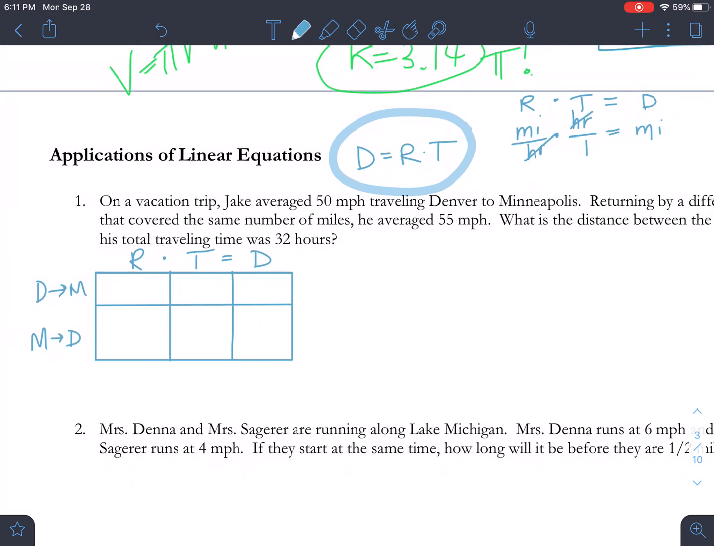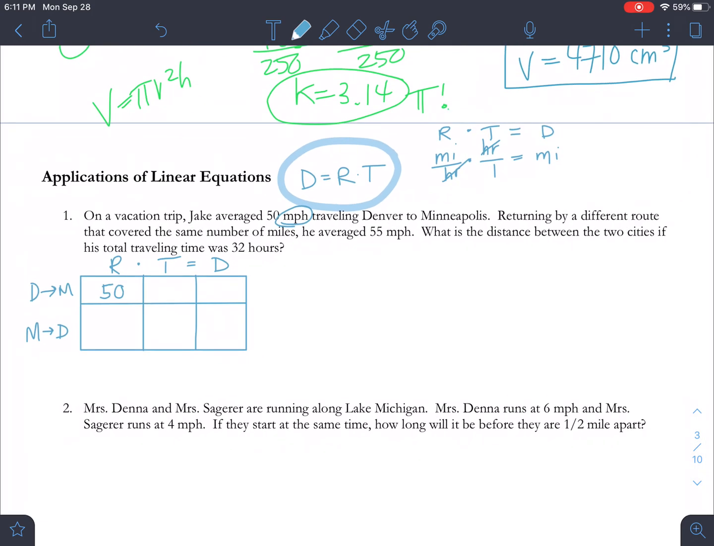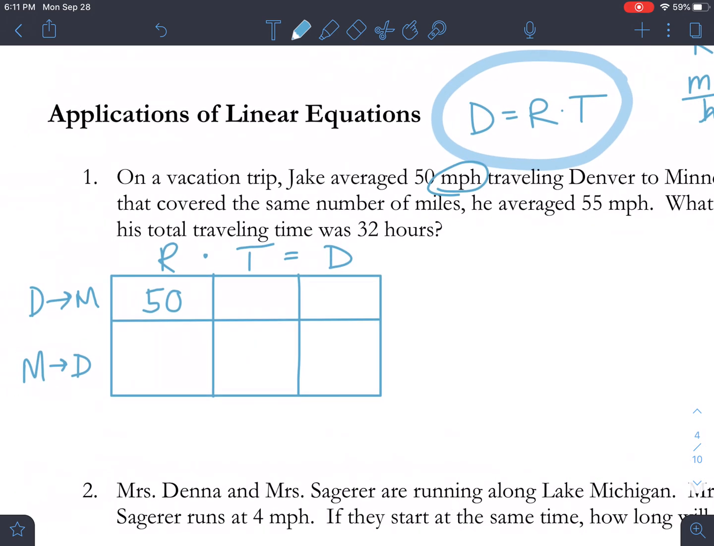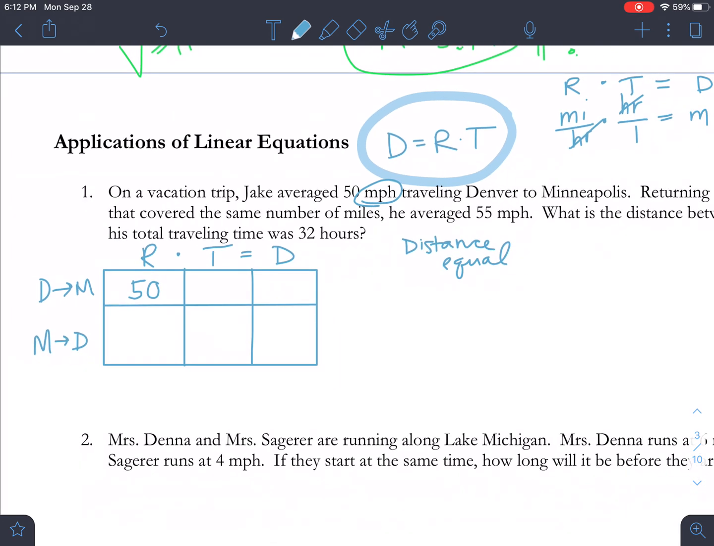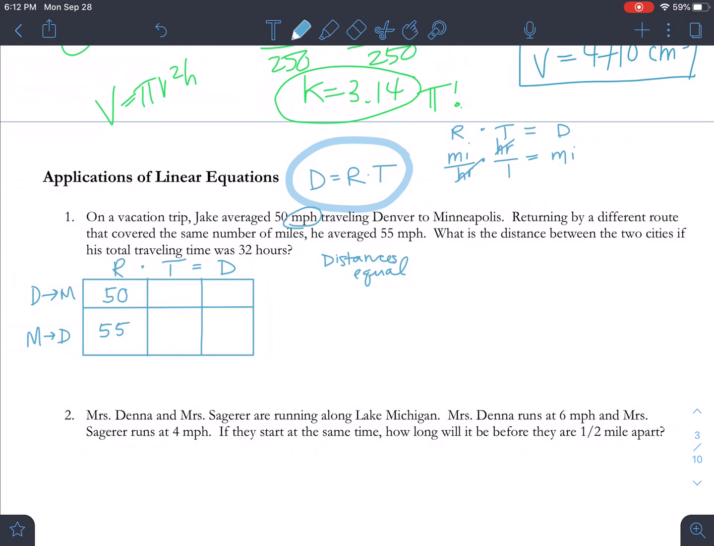So let's start reading here. As we're going, think about the types of units, guys. Miles per hour, that's a rate. So 50 miles per hour, that was from Denver to Minneapolis. That's going to go right here in rate. All right, what else do we have? Returning by a different route that covered the same number of miles. So this is important here. I'm going to write a little note that the distance is equal, because sometimes it's not. He averaged 55 miles per hour on the way back. What is the distance between the two cities if his total traveling time was 32 hours?